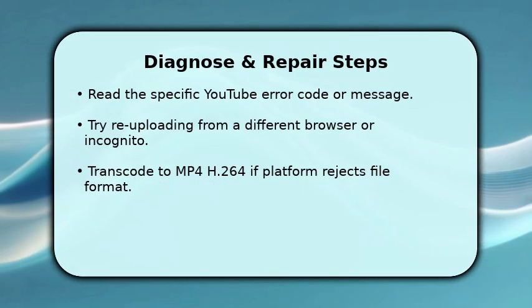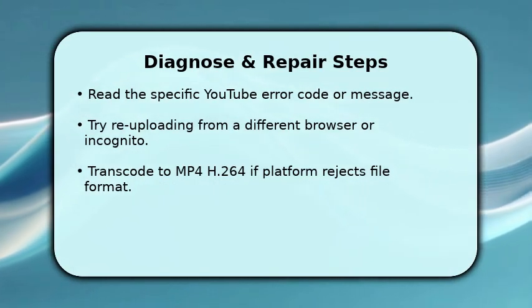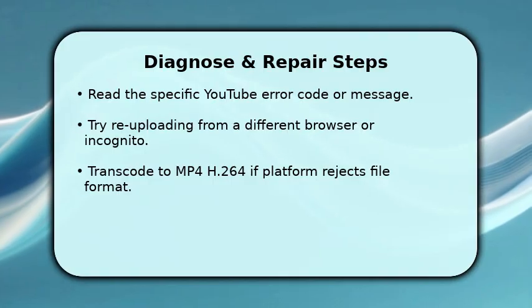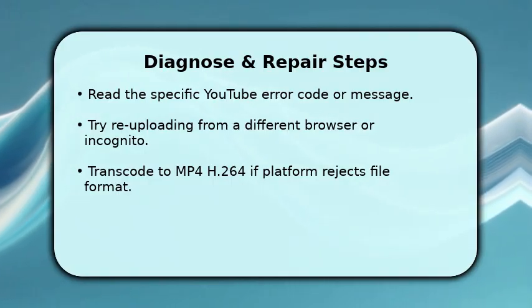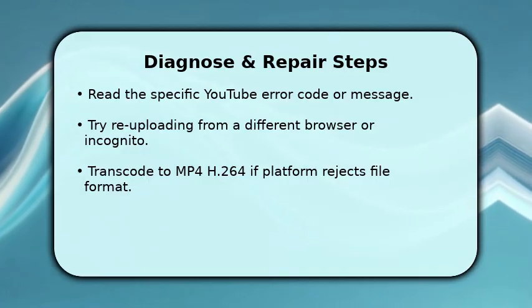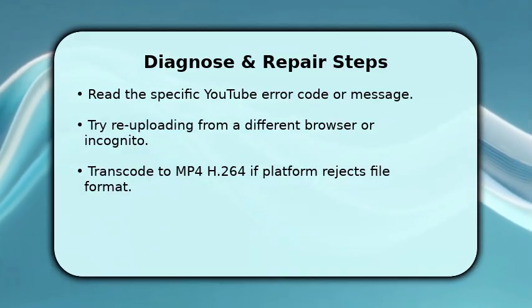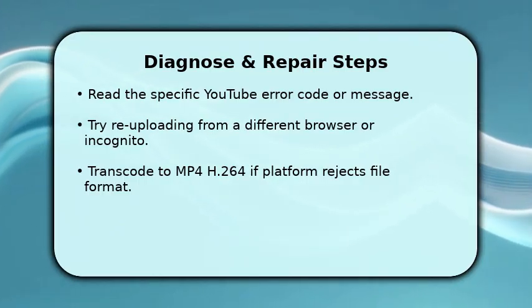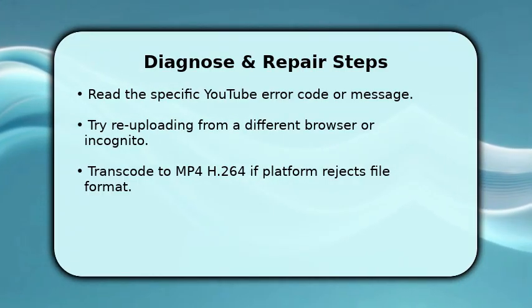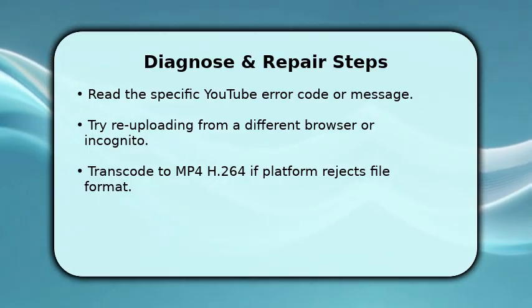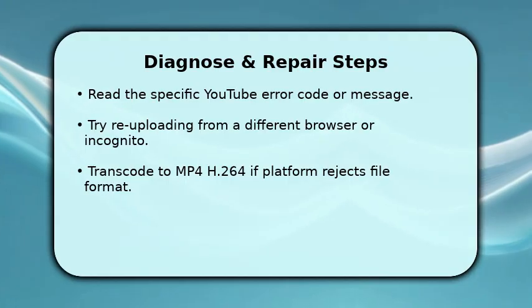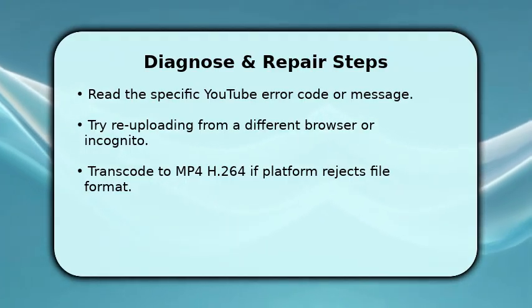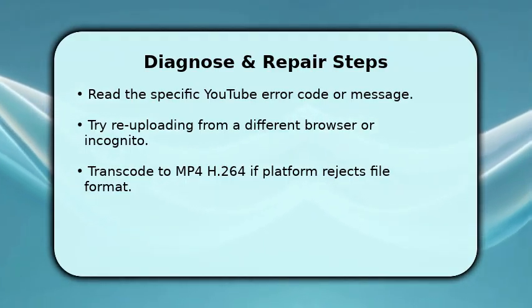If it's a format problem, transcode to MP4 with H.264 and AAC audio because YouTube prefers those codecs. If the message indicates network or timeout, try re-uploading in an incognito window or a different browser to rule out extensions or cache issues. If the original file is corrupted, re-export from your editing project at a slightly lower bitrate. That often fixes upload stalls without losing visible quality.